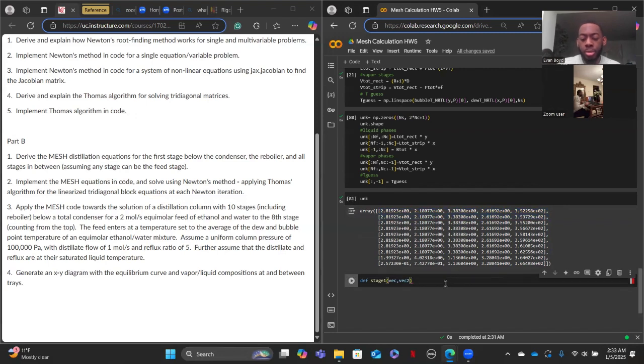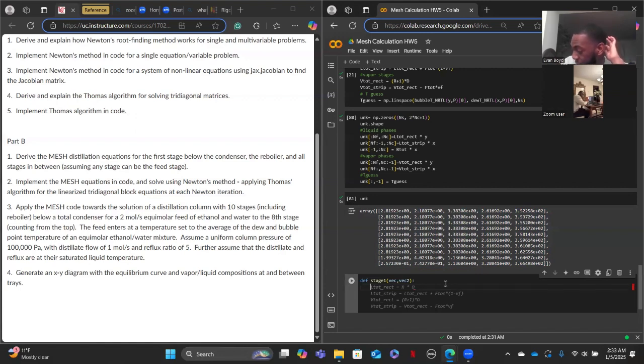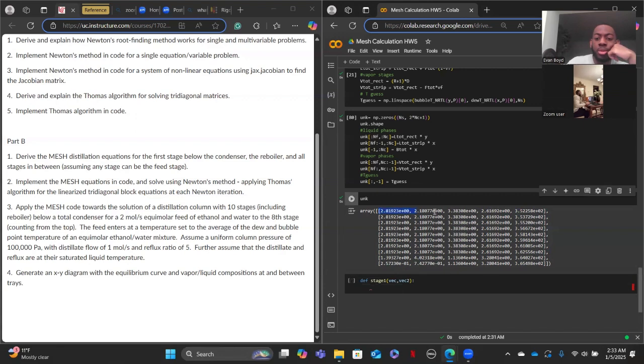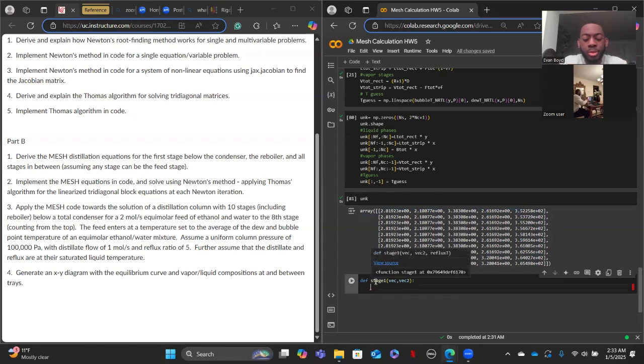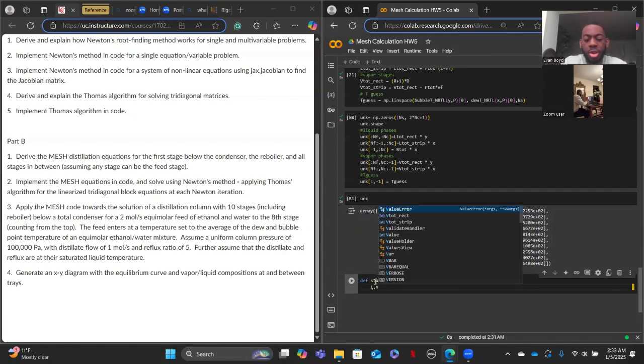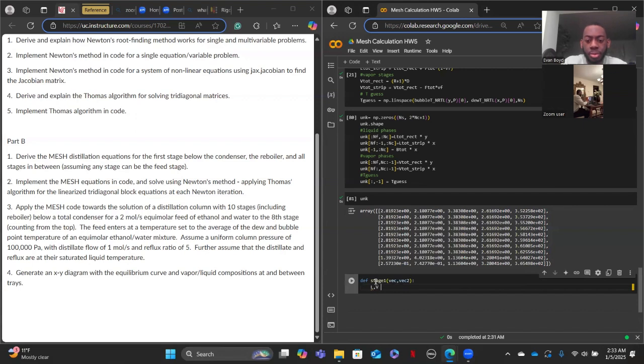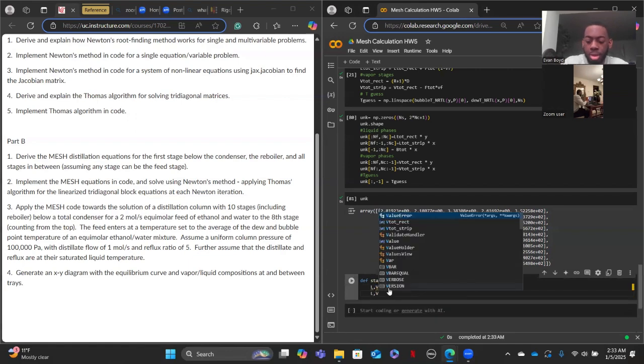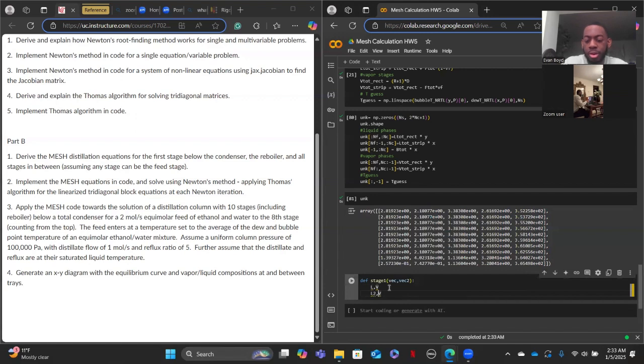Okay, and what we want to do is first start with our liquids. We want to pull out our liquids and vapors from our unknown matrix C. We want to pull them for our current stage, and then also our liquids and vapors for our second stage, the stage below our current stage.